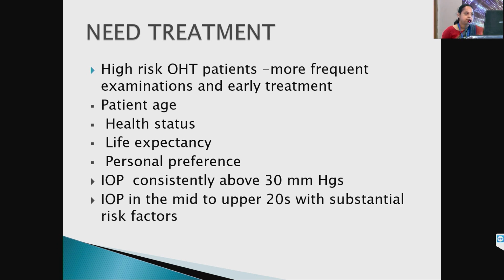So treatment is needed when the patient is at high risk. Such patients need more frequent examinations and early treatment. Treatment depends on the patient's age, health status, life expectancy, and personal preference. IOP above 30 millimeters is better to treat. IOP in the mid to upper 20s with risk factors like family history, thin central corneal thickness, increased cup disc ratio, etc. is better to treat.